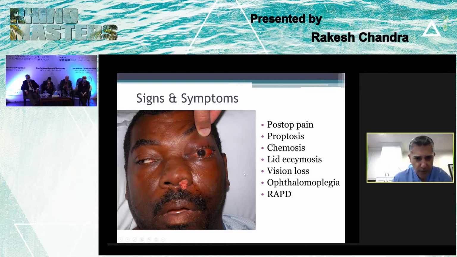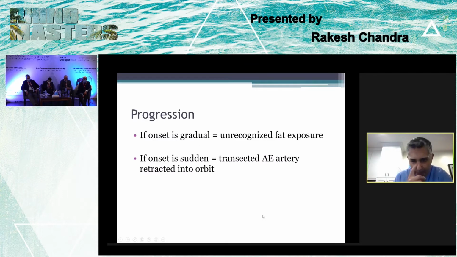You see the patient, this would be a complication of endoscopic sinus surgery. The patient has pain and proptosis and chemosis and lid ecchymosis. The chemosis is from the venous outflow obstruction. These patients will have vision loss, ophthalmoplegia, and an afferent pupillary defect. You can see the ophthalmoplegia compared to the other eye. The first step in this situation is to remove the packing and massage the eye. But this patient will need an orbital decompression.